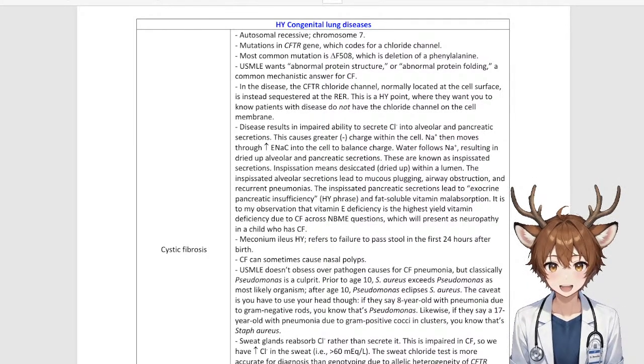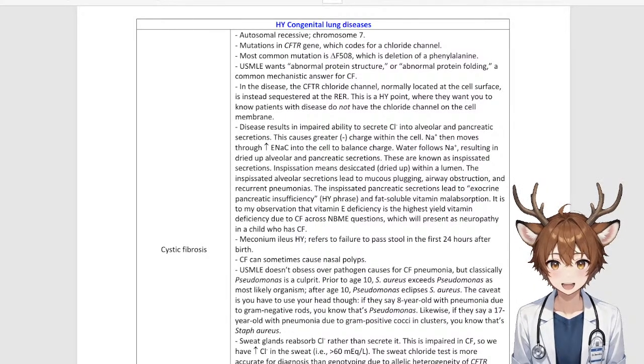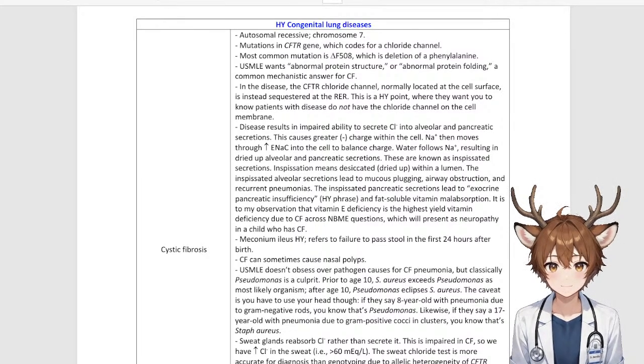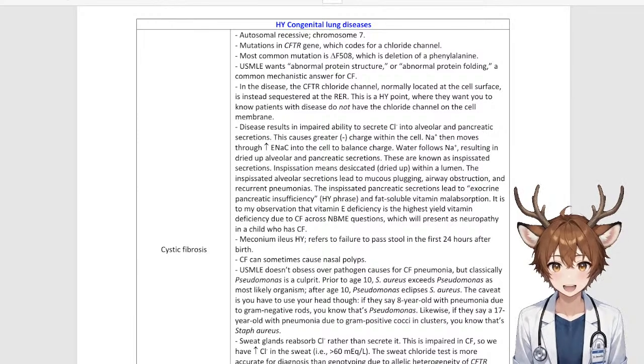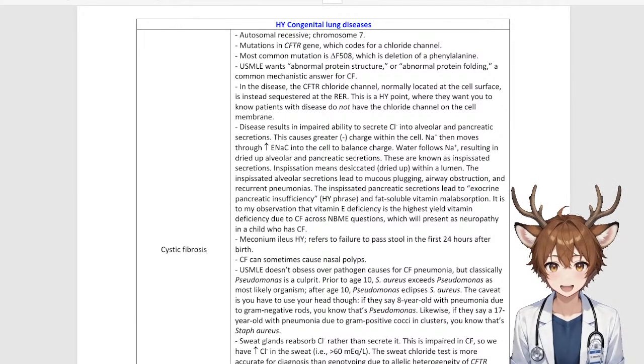It says in the disease, the CFTR chloride channel, which is usually located at the cell surface, is sequestered at the rough endoplasmic reticulum, I think. This is a high-yield point, where they want you to know that patients with the disease do not have the chloride channel on the cell membrane.